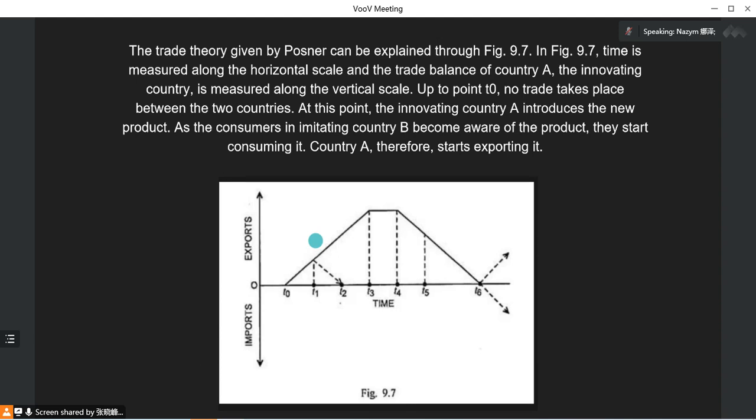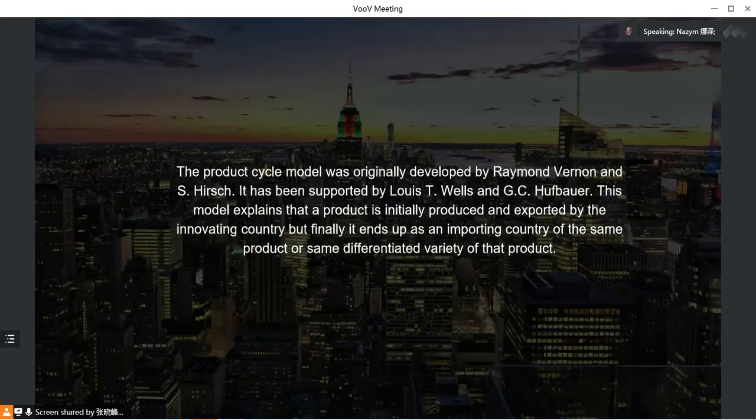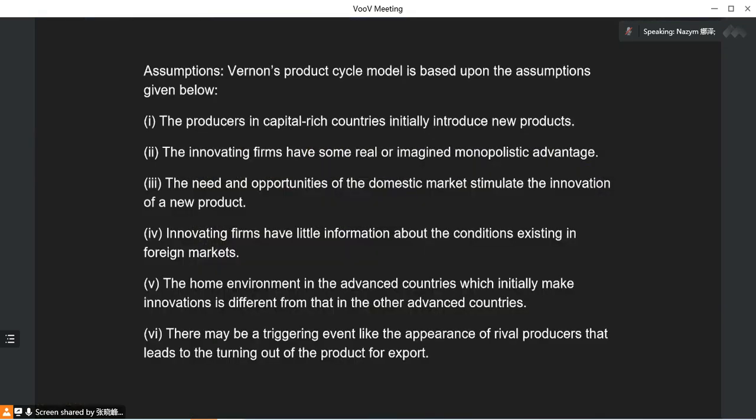The product cycle, we have assumptions. According to Vernon's product cycle model is based upon assumptions given below. First, the producers in capital-rich countries initially introduce new products. The innovating firm has some real or imagined monopolistic advantages. The needs and opportunities of the domestic market stimulate the innovation of a new product. Innovating firms have little information about the conditions existing in foreign markets.